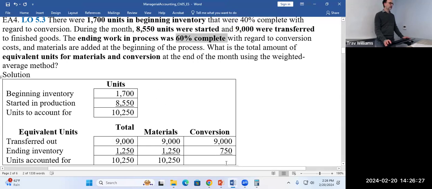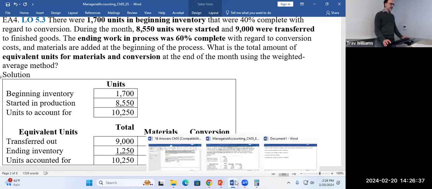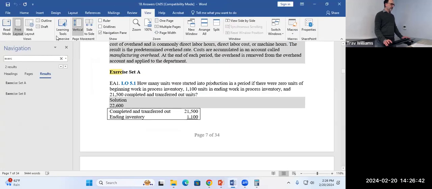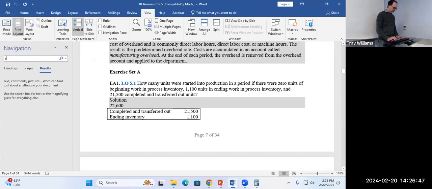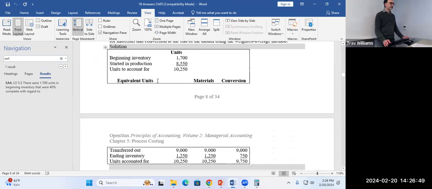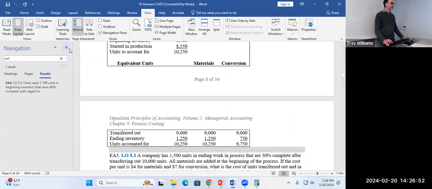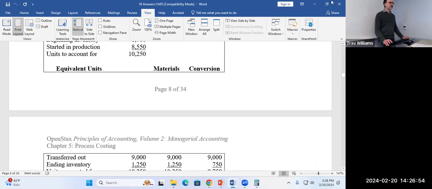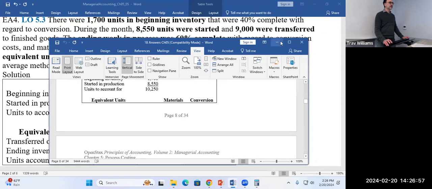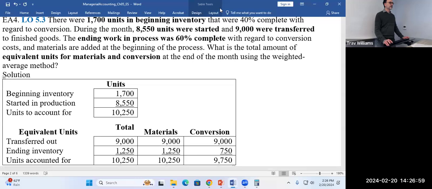And then what is our units accounted for? 9,750? Is that right? Okay. So that's how we do it. Again, I think that's the hardest part of the whole chapter. So if you're starting to get the hang of it, congratulations. And we did get the right number there. Any questions? No? All right.